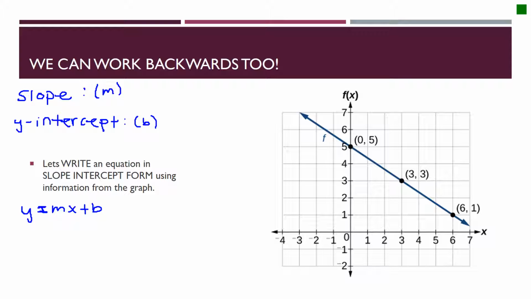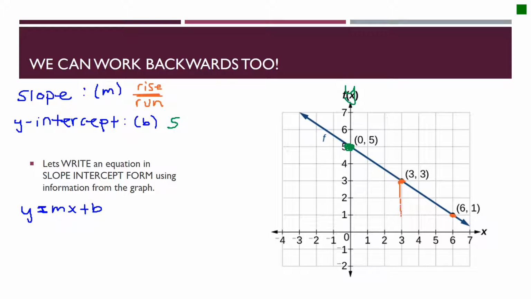So let's look at our graph. The easiest thing to identify is our y-intercept. It's the location where our line crosses the y-axis, and that's obviously right here. It's up 5. So we know our y-intercept is going to be 5. So b equals 5. Now we need to find our slope. And this you do by just calculating the rise over run like we've done before. I also talk about finding the change in the y values over the change in the x values. You pick 2 points. In order to find the slope, you have to have 2 points. So let's just pick 3, 3 and 6, 1.